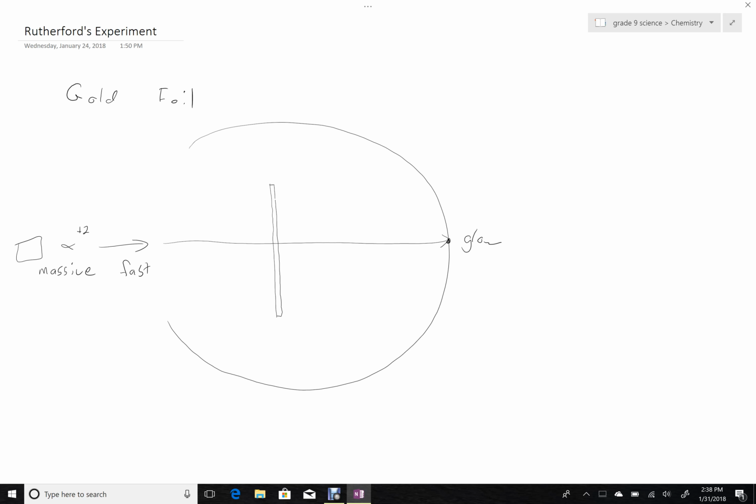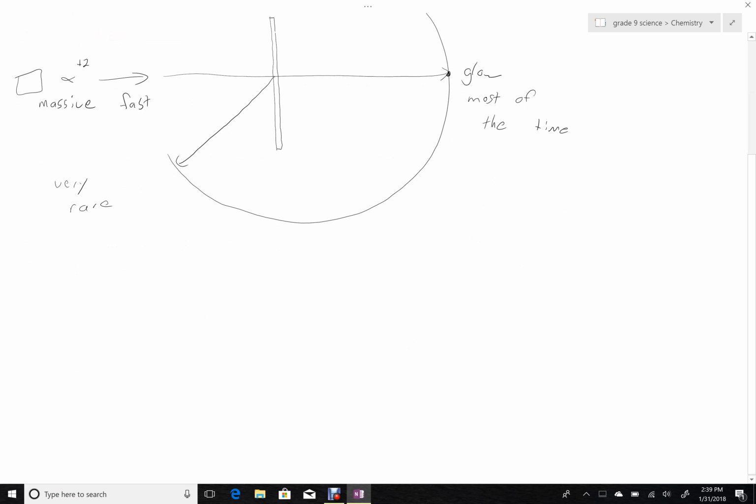And that's fine, and that's what he noticed happened the vast majority of the time. Most of the time, the alpha particles went straight through. But something strange did happen. Every once in a while, the alpha particle would bounce straight back. This would be very rare. But it was puzzling. Like he said, this is like taking a gun and shooting it at a piece of paper and having the bullet bounce back. It's just not possible.